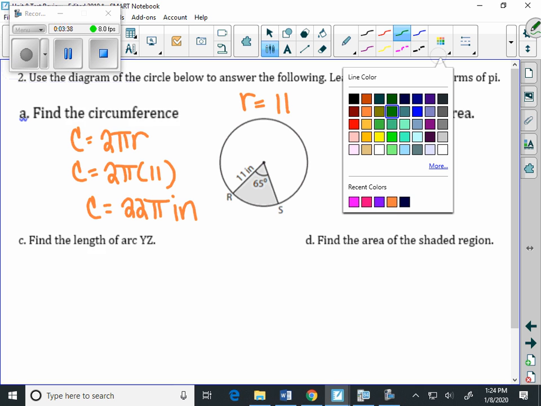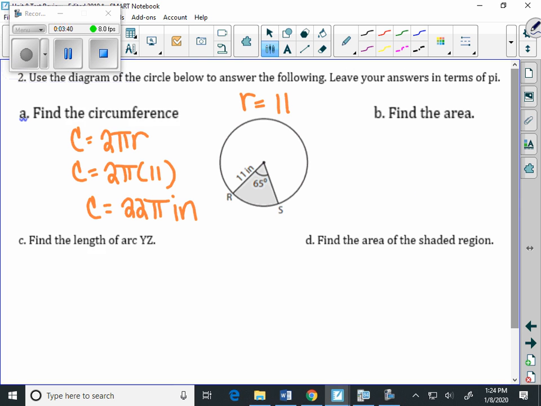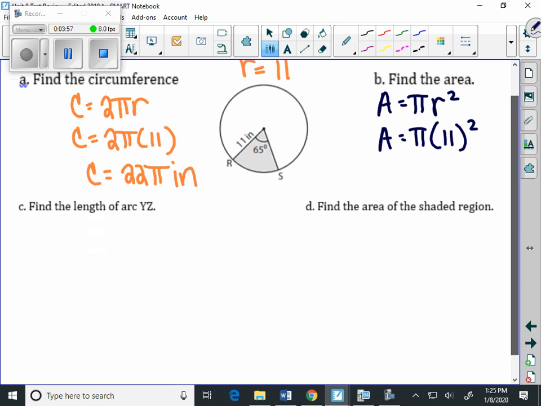Letter B. The area is also on your green reference sheet, and the formula is going to be pi r squared. And we already listed what the radius is, and this is going to be pi times 11 squared, and 11 squared is 121 pi, and area is measured in square units.